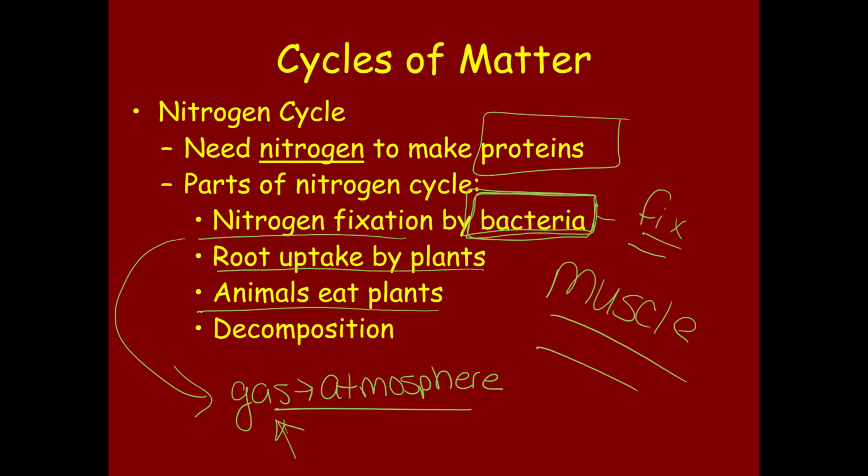Animals eat the plants to get their nitrogen. And again, as always, whenever any animal or plant dies, it decomposes, and that nitrogen can also be put back into the soil to be used. But a big point is that nitrogen fixation. These bacteria take the nitrogen from the atmosphere and fix or change it so that our plants can take it up and actually use it.